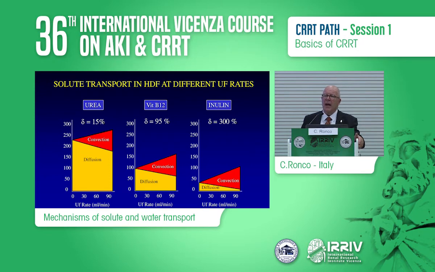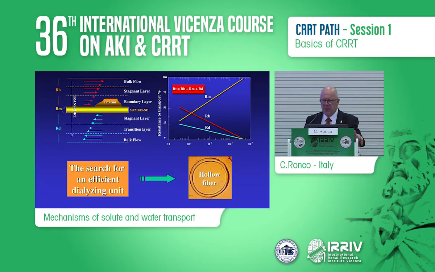How does convection help diffusion? Well, it is clear in this slide that it doesn't help too much for small molecules, but actually you can have a dramatic increase in removal of large molecules when you apply a high level of convection. We have described the importance of membranes and hollow fibers as structures that avoid maximum resistance for transport. And in fact, in some cases, we have seen that the resistance to transport can be higher in the blood compartment rather than in the membrane itself.